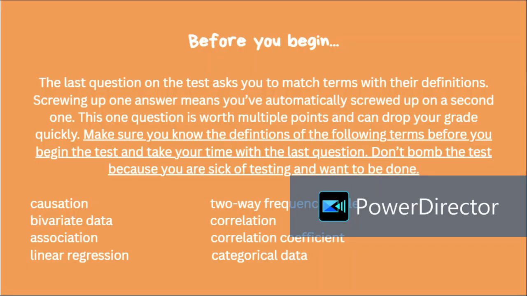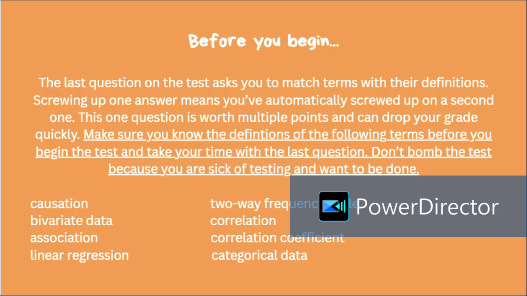Before you begin, the last question on the test asks you to match terms with their definitions. Screwing up one answer means you've automatically screwed up on a second one. This one question is worth multiple points and can drop your grade quickly. Make sure you know the definitions of the following terms before you begin the test, and take your time with the last question. Don't bomb the test because you're sick of testing and want to be done.